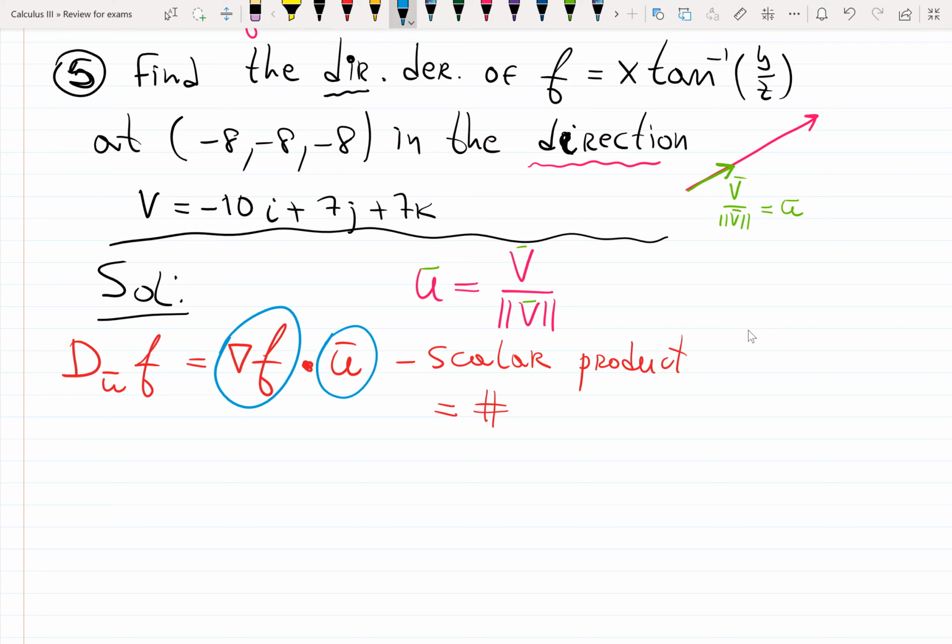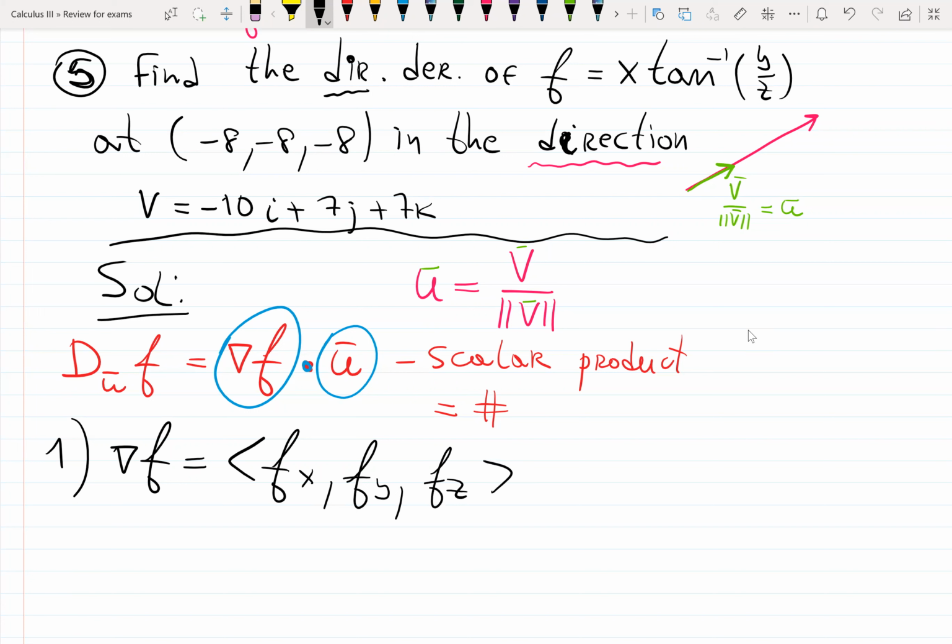It has some kind of size, we don't like it. And then find the dot product. Three steps. Step 1, what are the partial derivatives of this function? First the derivative with respect to x, then the derivative with respect to y, and then the derivative with respect to z. How do I know? Because I see all of them, x, y, and z.